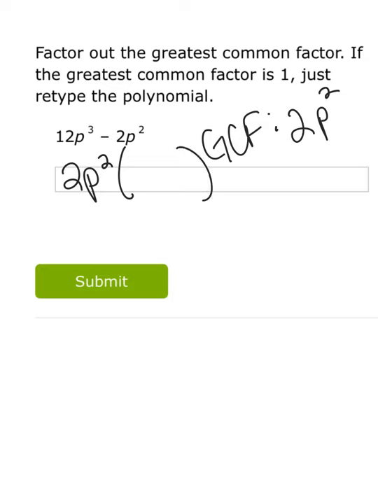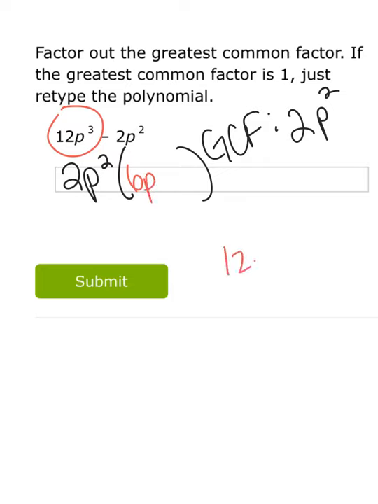Now, I need to divide each term by 2p squared. So let's start with the first one. 12p cubed divided by 2p squared. 12 divided by 2 is 6, and p cubed divided by p squared would just be p.